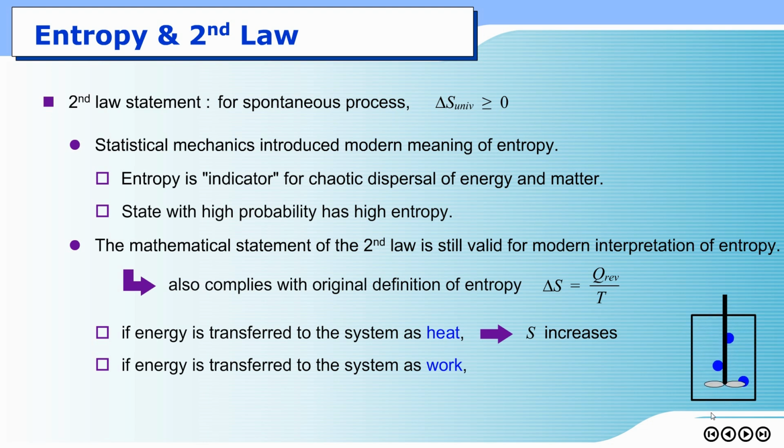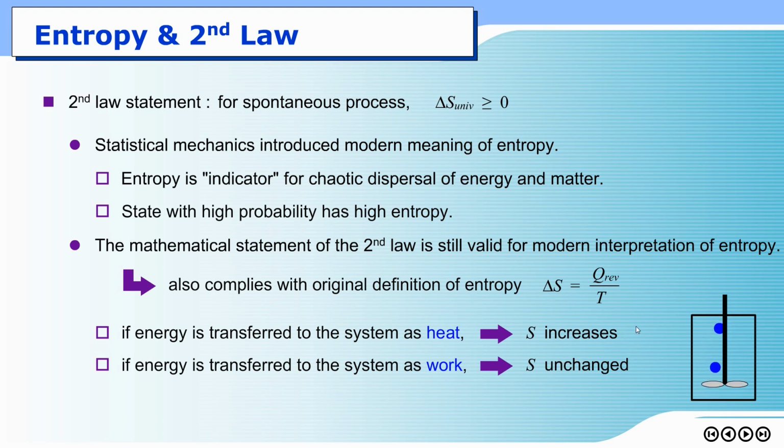Molecules still move at the same speed, the same chaotic movement. So from this picture, it seems like there's no change in chaotic dispersal at all. There's no change in entropy as well, because entropy is an indicator of chaotic movement. If you look at the equation, when you supply energy as work, there's no heat. So Q is 0, delta S is 0. So again, these two are consistent. So supplying work does not change entropy.